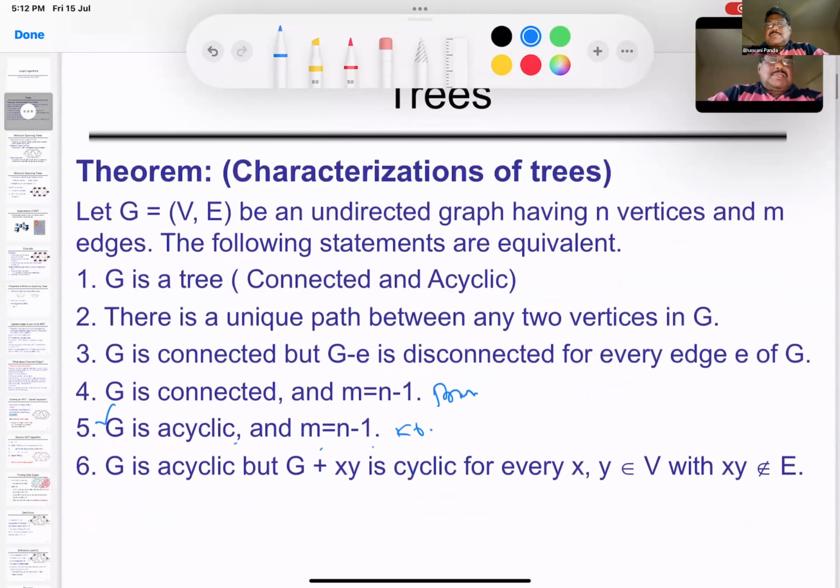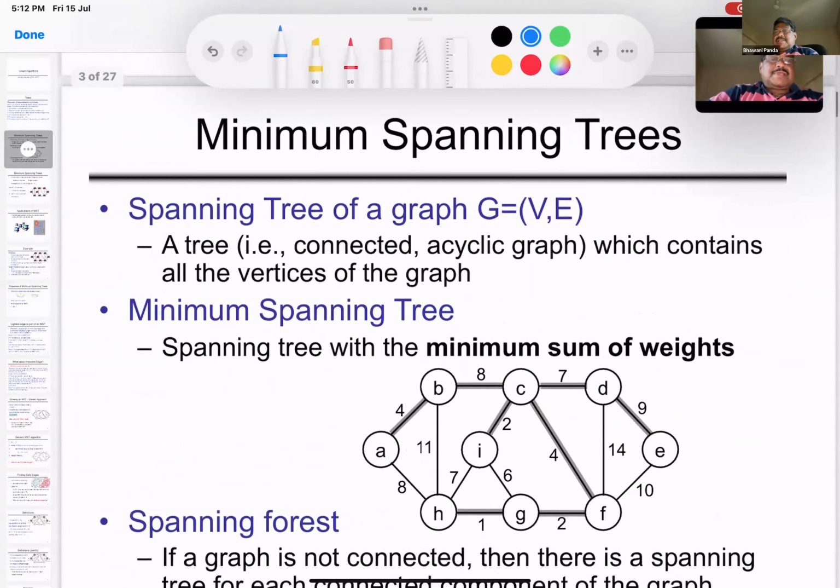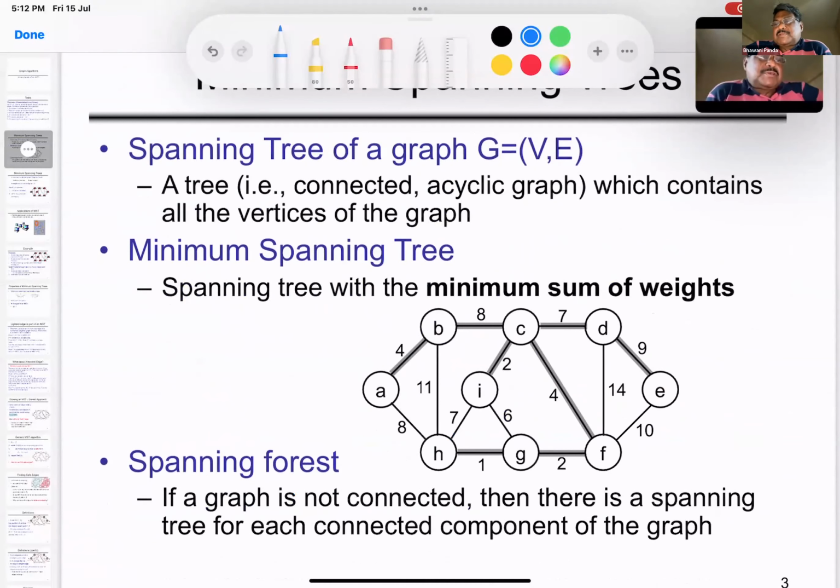But we'll show something. Okay. So a minimum spanning tree is a tree, connected as a graph, which contains all the vertices of the graph. In this case, these edges, if you take them, they form a minimum spanning tree.